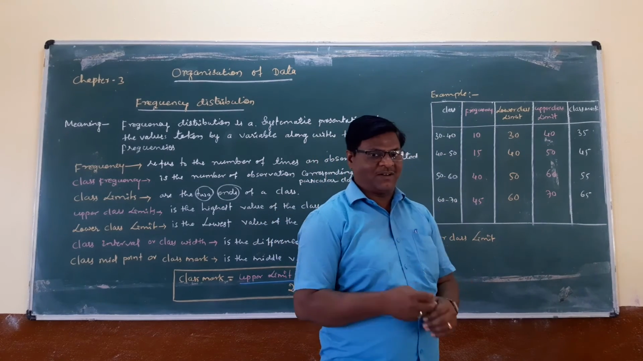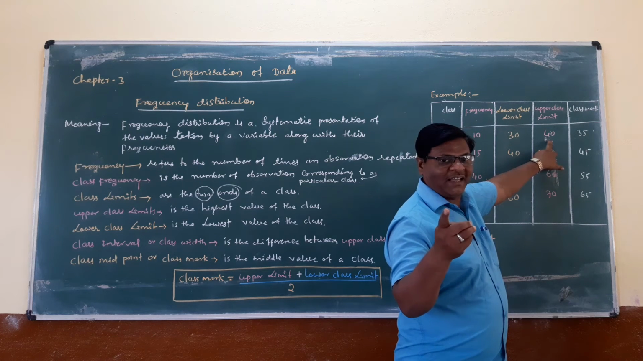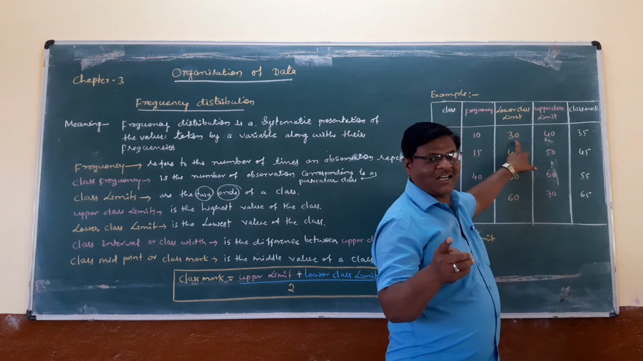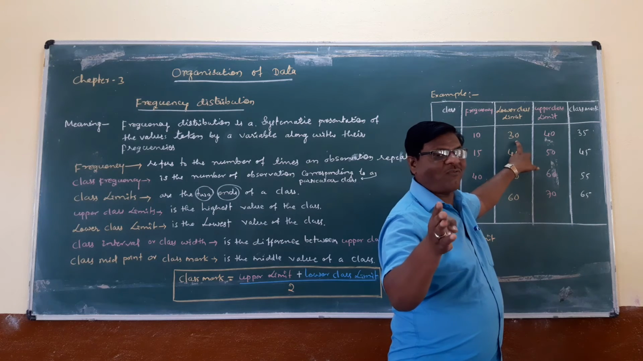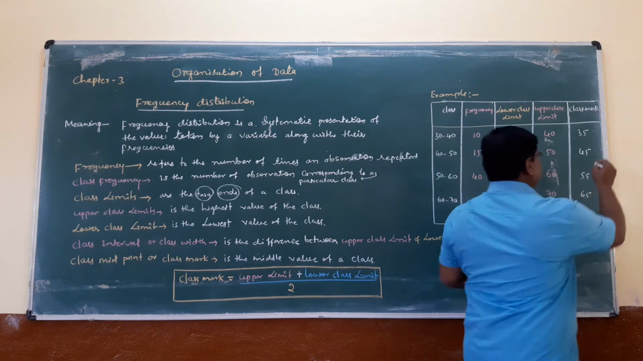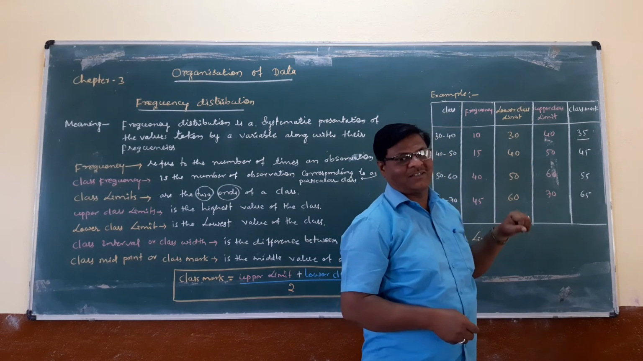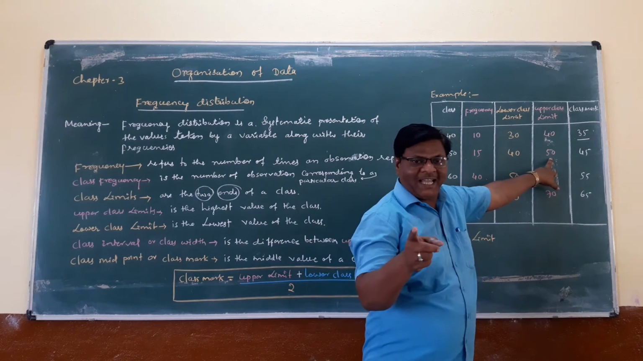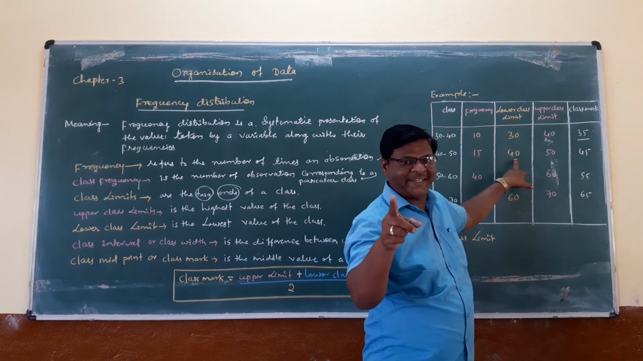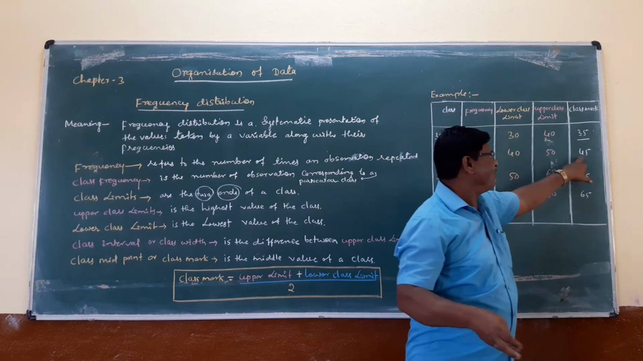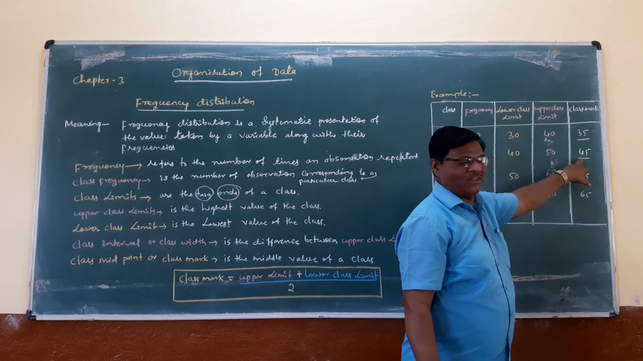How to find out the class mark? You see here, 40 plus 30 is equal to 70. 70 divided by 2, half of 70 is 35. It is the class mark. And 50 plus 40 is equal to 90, divided by 2 is equal to 45.